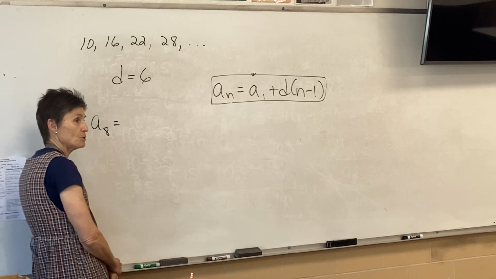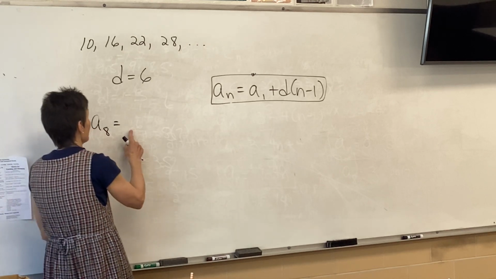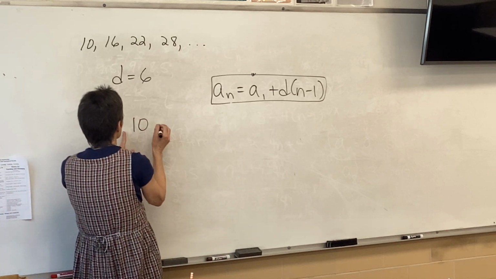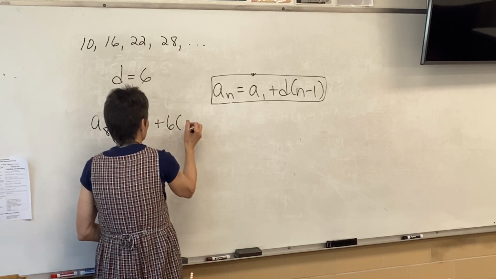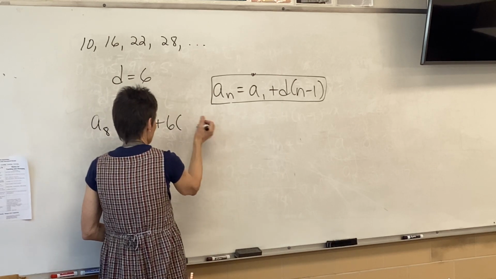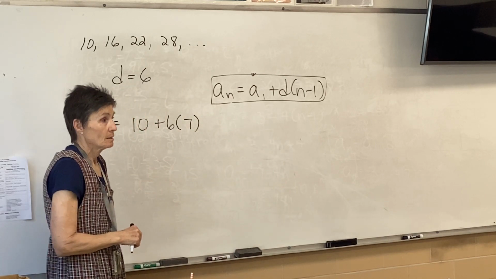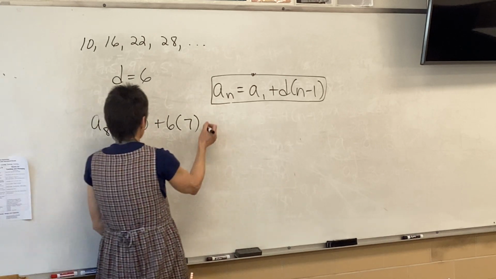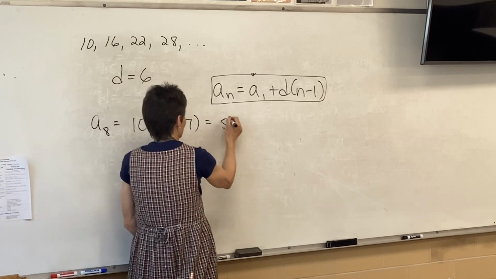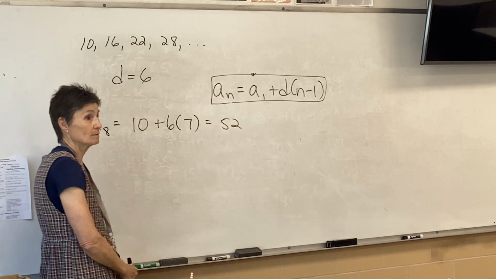Anybody have an idea? What'd you write down to find a sub 8? You wrote down what? 10 plus 6 times parentheses, 8 minus 1. I'm just gonna write 7, but it is 8 minus 1. And then hopefully you got 52 as your answer.